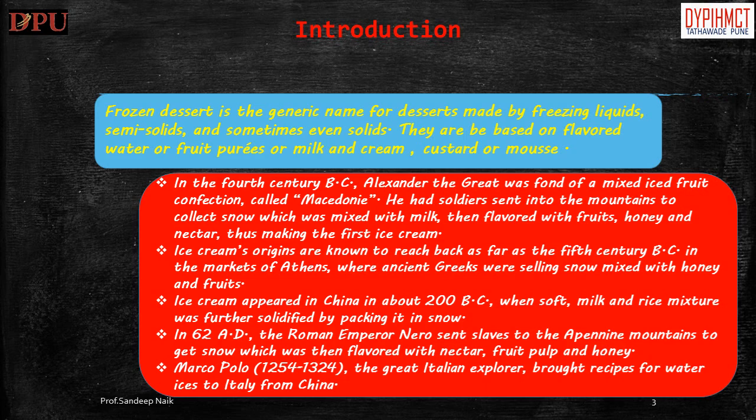History of frozen dessert. In the 4th century BC, Alexander the Great was fond of a mixed iced fruit confection called Macedony. He had soldiers sent into the mountains to collect snow which was mixed with milk, then flavored with fruits, honey and nectar, thus making the first ice cream. Ice cream's origins are known to reach back as far as the 5th century BC in the markets of Athens, where ancient Greeks were selling snow mixed with honey and fruits.